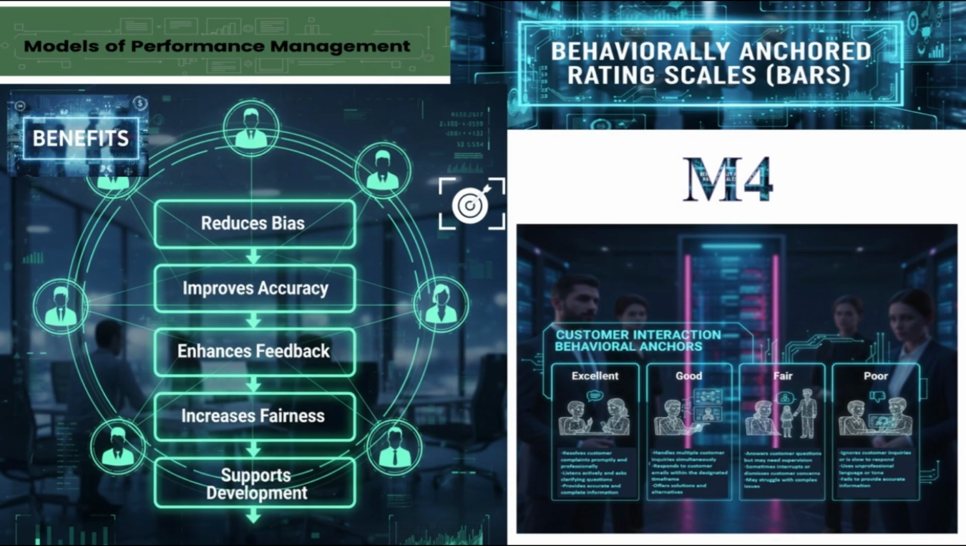For example, instead of just rating customer service from 1 to 5, it is as presented within the customer interaction behavioral anchors. What a 5 looks like is given with a specific behavioral example: proactively identifies and resolves complex customer issues before they escalate. This approach enhances objectivity, provides clearer expectations, and offers more actionable feedback.